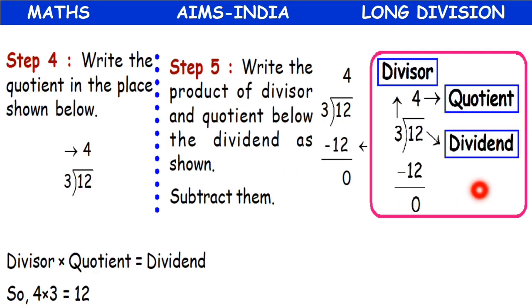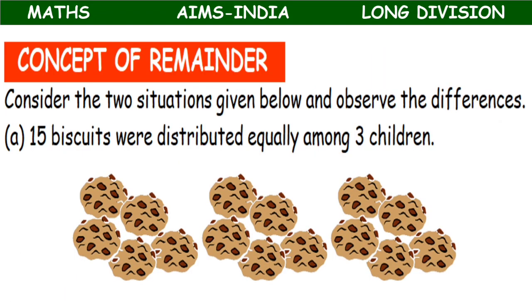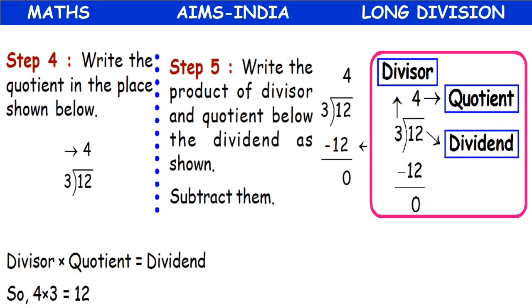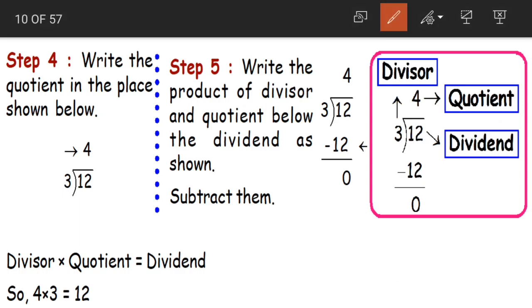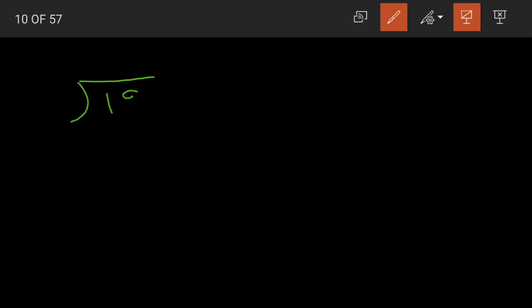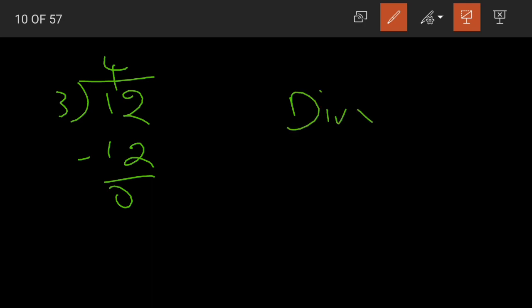So what do we have? The divisor is 3, dividend is 12, 4 is our quotient. Now clear, children? This is our long division method. Now if you look at the last line here in the slide, divisor into quotient is equal to dividend. See, this is our division here. Divisor into quotient is equal to dividend. Now what is this and why is this helpful?